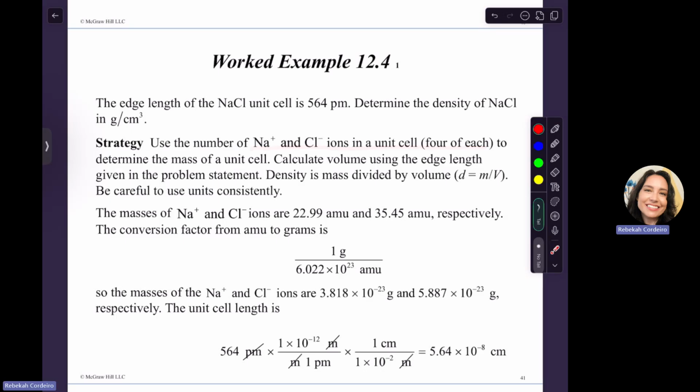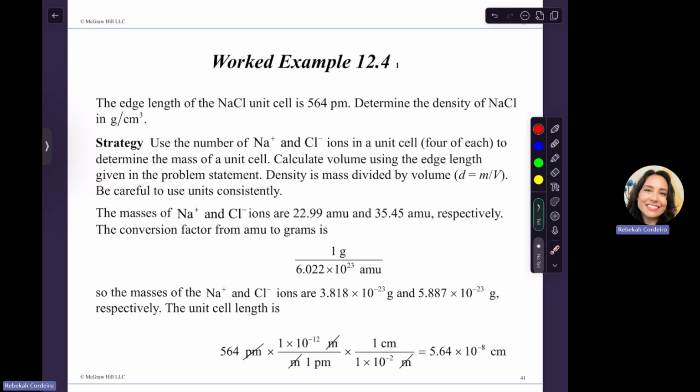I think you would have needed to be told the NaCl is simple cubic or primitive cubic. I think that question is missing that information. So you'd have to be told that to know how many are in each cell. So in a simple cubic, there's 8 corners only, right? And so it would be just the simple cubic with the 8 corners. So 1, 2, 3, 4, 5, 6, 7, 8.